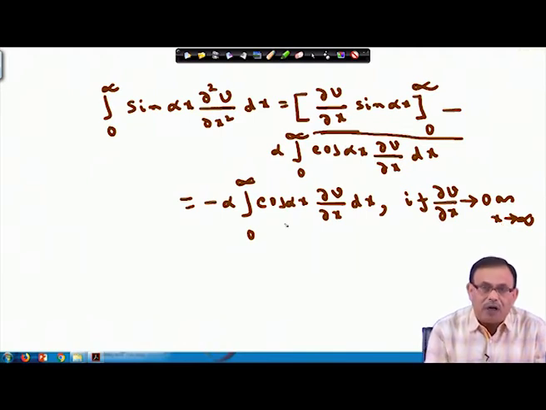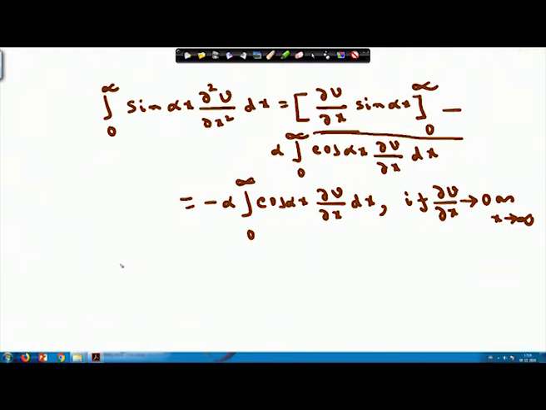Similarly, whenever I am evaluating next, I will obtain minus alpha into v cos alpha x from 0 to infinity, minus alpha square into the integral from 0 to infinity.